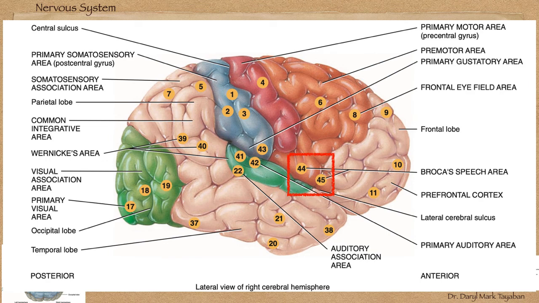Also, another area under the motor area is the Broca's speech area, which is area 44 and 45. It is located in the frontal lobe, close to the lateral cerebral sulcus, and is more on speaking and understanding language. There are some disorders regarding such. Even alcoholism could affect this area.